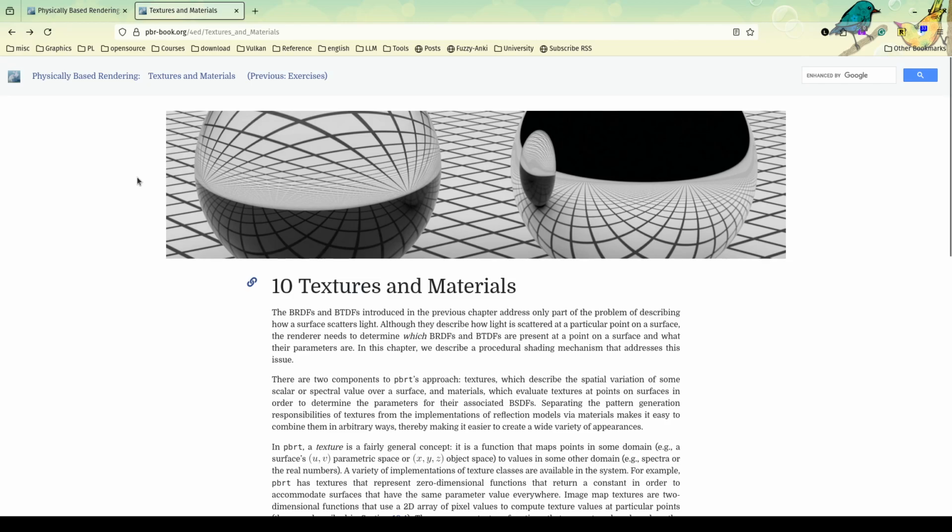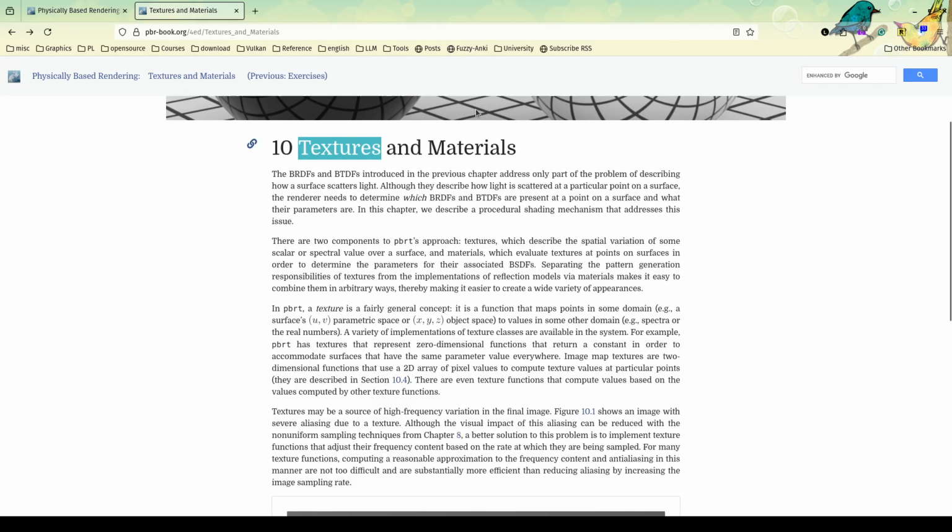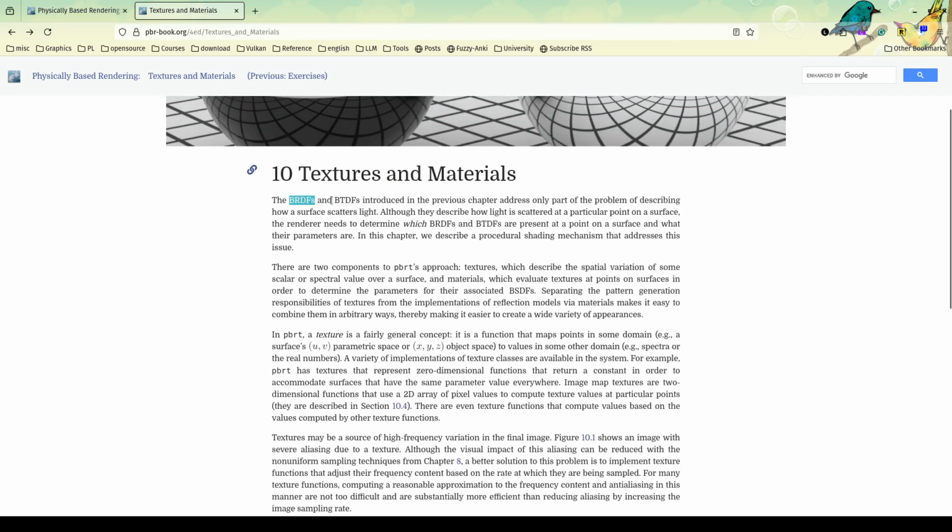Today we will be talking about the Physically Based Rendering book, and we start reading chapter 10 about textures. So we had BRDFs and BTDFs last semester. Last chapter addressed only parts of the problem of describing how the surface scatters light. Although they describe how light is scattered at a particular point on the surface, the renderer needs to determine which BRDF and BTDF are present at the point, and also what their parameters are.